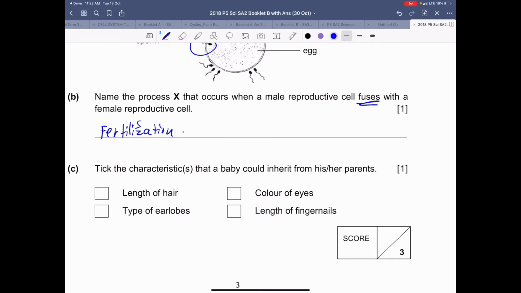Okay, C, I like to spend a little bit more time on this. Now, take the characteristics that a baby could inherit. Inherit, that means, okay, it comes from genetically, okay? Now, how do you know that it's a genetic trait? Now, a genetic trait is not affected by environment. What is my environment? Okay? Write this down.